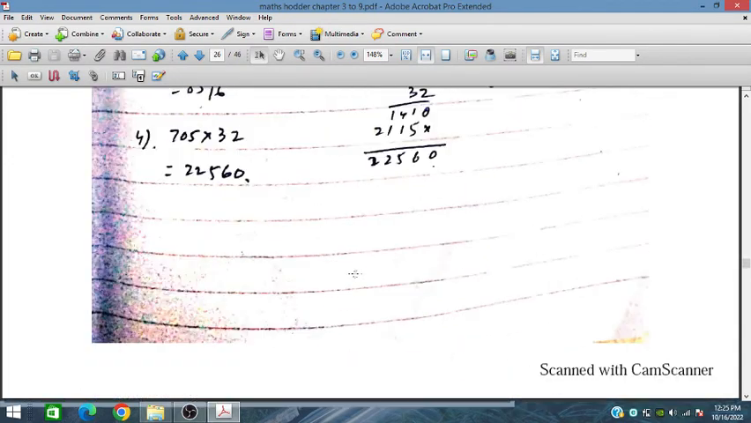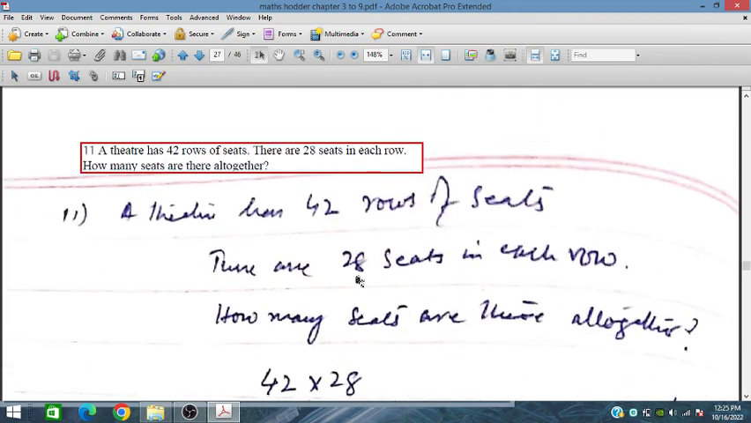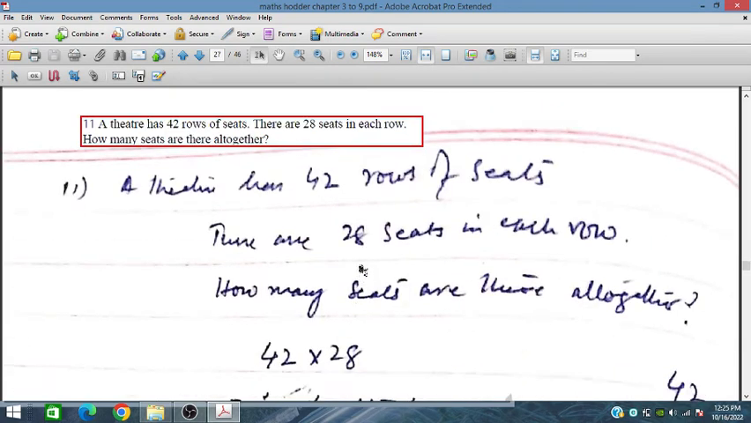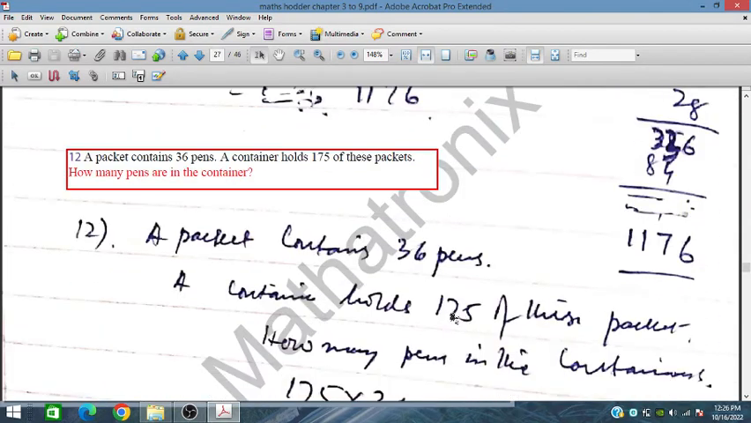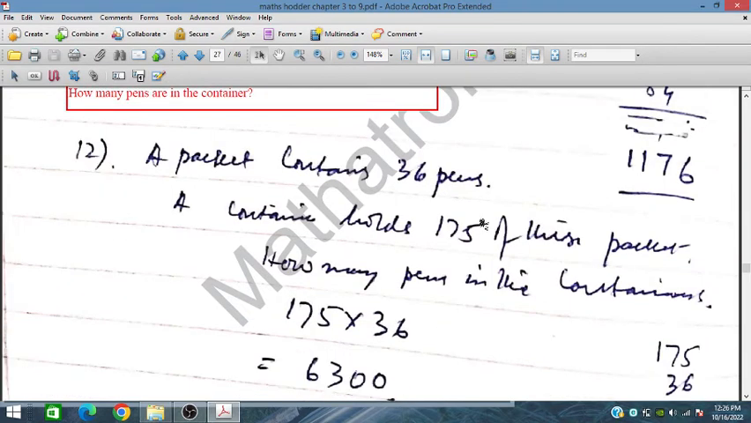8.3, simple multiplications. A theater has 42 rows of seats. There are 28 seats in each row. How many seats are there all together? So we just multiply this with this 28 to get the answer. A pack contains 36 pens. A container holds 175 of these packs. How many pens are in the container? So just multiply to get the result.